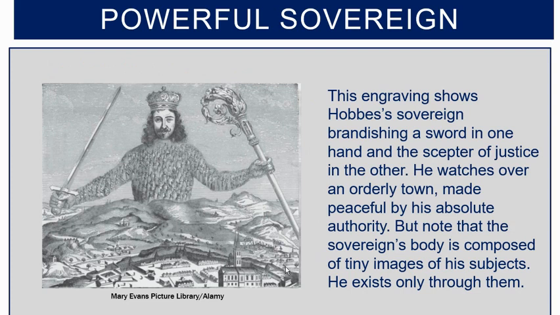Oh, here's the picture of Hobbes. I forgot it was in my PowerPoint. But if you'll notice, his body is made up of the people. Here's his sword of justice. That's his sword. This is a scepter of justice. Here's the city that he's presiding over.